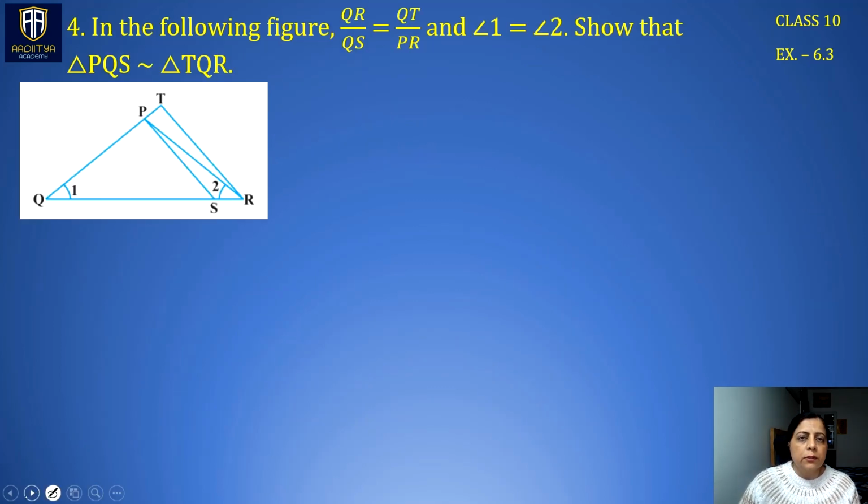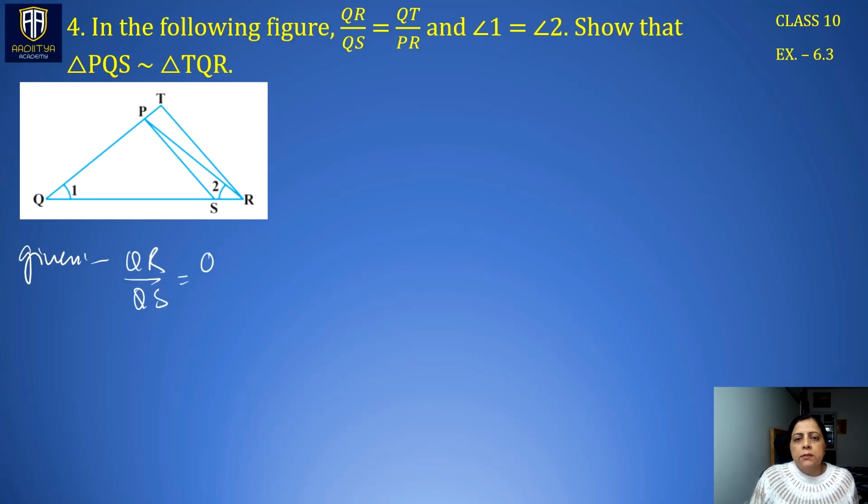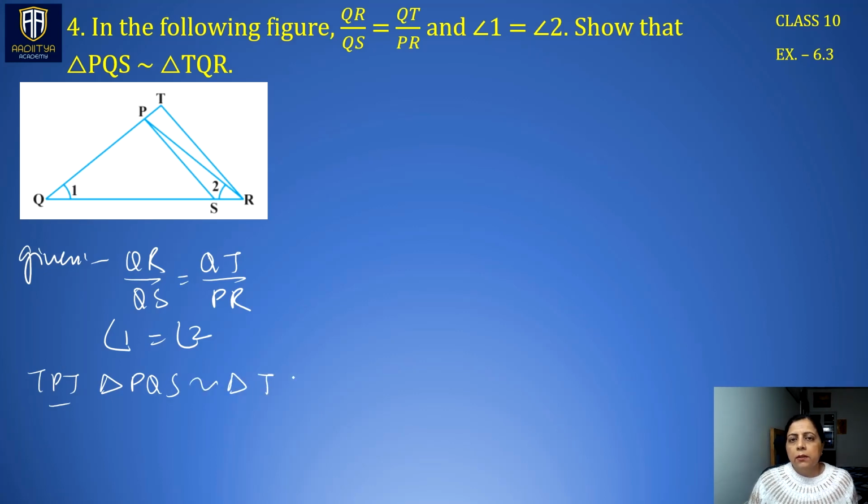So the next question is, in this figure, QR upon QS is equal to QT upon PR. This is given. Given that QR upon QS is equal to QT upon PR and angle 1 is equal to angle 2. What we have to prove is triangle PQS similar to triangle TQR, right?